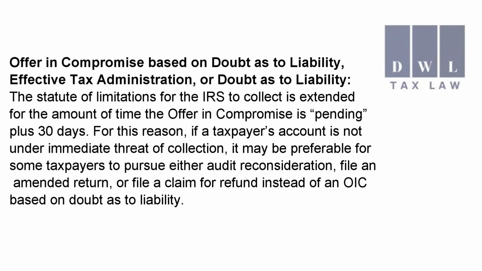Offer in compromise based on doubt as to collectibility, effective tax administration, or doubt as to liability. The statute of limitations for the IRS to collect is extended for the amount of time the offer in compromise is still pending plus 30 days. For this reason, if a taxpayer's account is not under immediate threat of collection, it may be preferable for some taxpayers to pursue either audit reconsideration, file an amended return, or file a claim for refund instead of an OIC based on doubt as to tax liability.